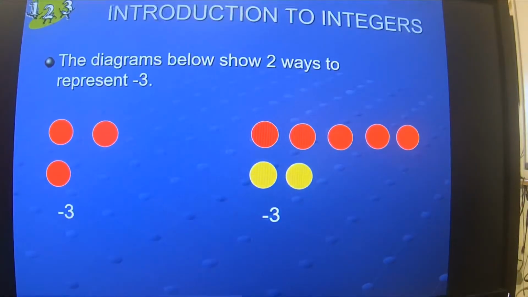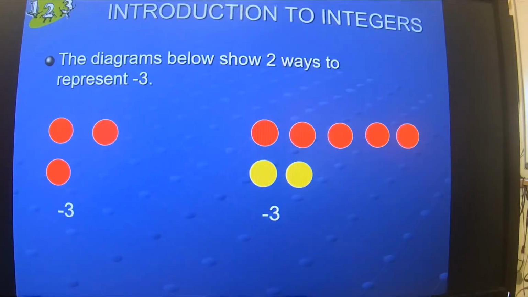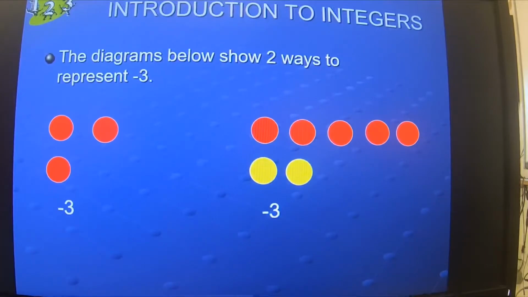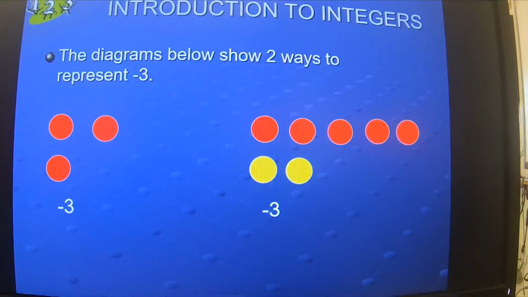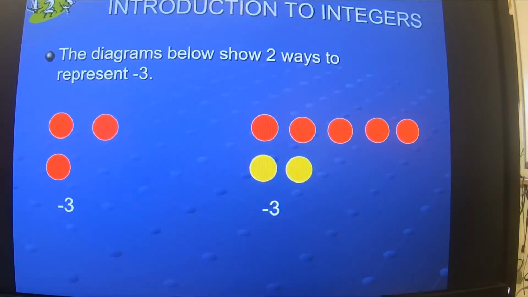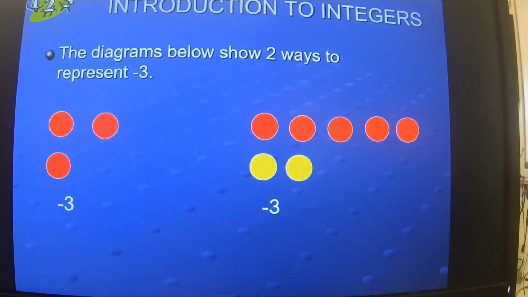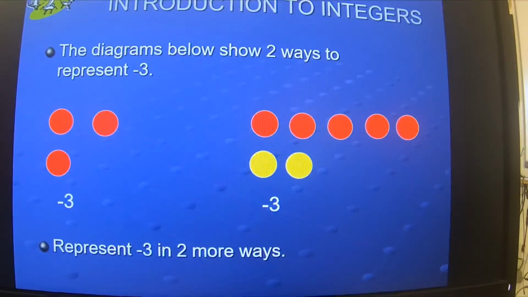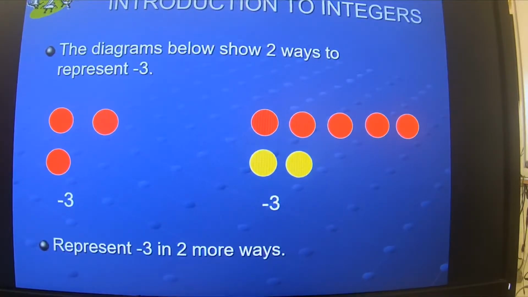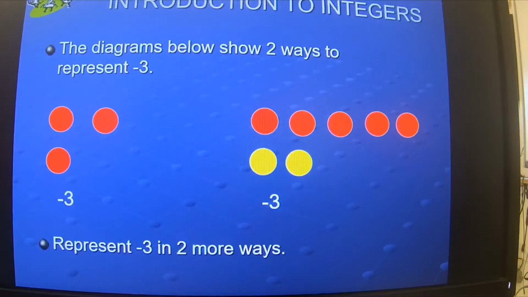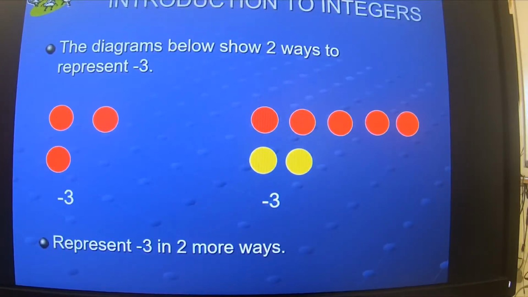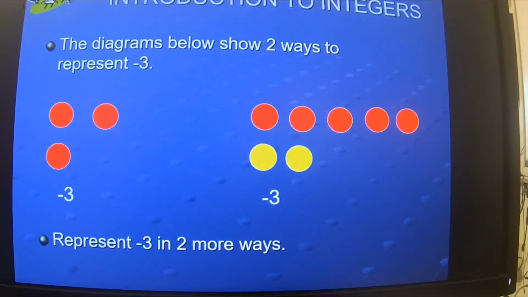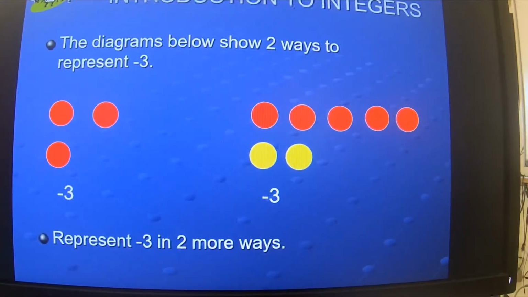And you could extend that as many ways as you want. We could add another yellow and another red. It would still be negative 3. So when we have positive and negative numbers together, they cancel out. They act as what we call a zero pair. They become the number 0, which doesn't have any value of positive or negative. Now, I would ask you, can we do it in 2 more ways? Sure, you could add another red and another yellow, or add 2 more reds and 2 more yellows. It doesn't matter. If the yellows and the reds cancel out, whatever's left is going to be what you have. And in this case, it's negative 3.